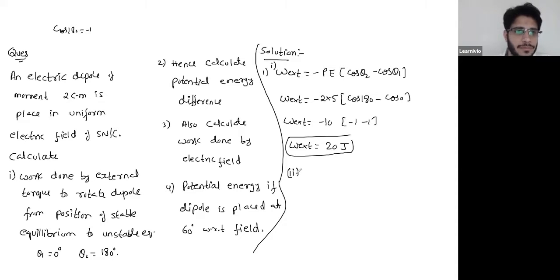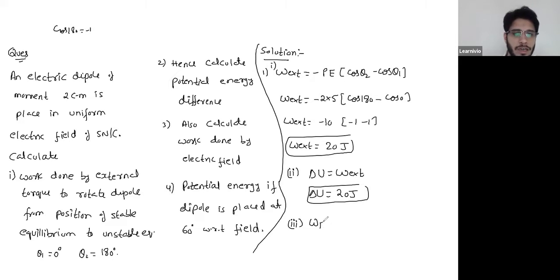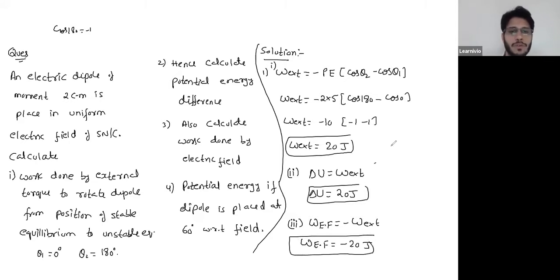Second. The next is potential energy difference. So here, potential energy difference is exactly equal to work done by external torque. You can simply write that potential energy difference is equal to work done by external torque. So you can write potential energy difference is 20. That's it. Third one. The next is you need work done by electric field. Work done by electric field is just negative of work done by external torque. So work done by electric field here is minus of 20. That's the third part of the question.